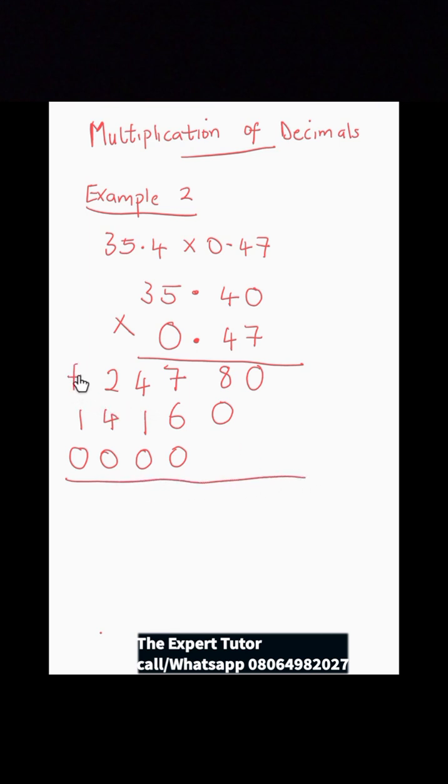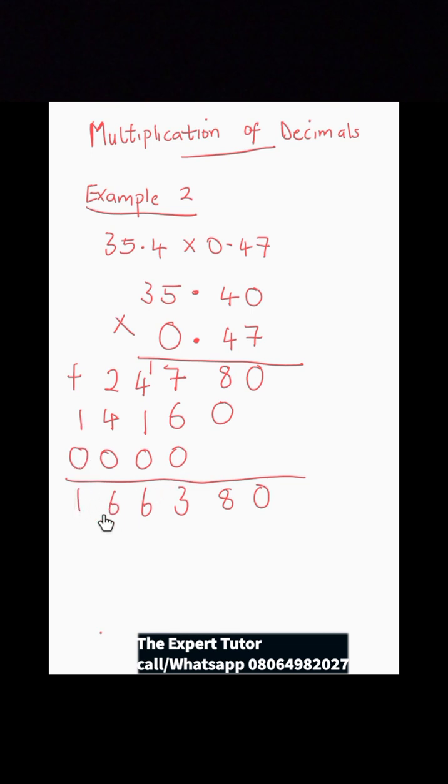Now I have to add my answer. So 0 here is 0. 8 here is 8. 7 plus 6 gives me 13. I'll write 3 and I'll take 1 up top. 1 plus 4 is 5. 5 plus 1 is 6. 2 plus 4 gives me another 6. 1 plus 0 gives me 1.